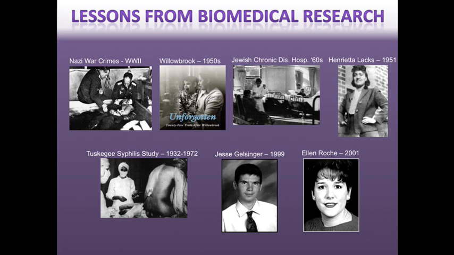The Willowbrook study is also an interesting study to think about. Willowbrook was an institution for mentally disabled children, and the researchers in that study were interested in hepatitis. And in the process of the research, they learned that there were two types of hepatitis, hepatitis A and hepatitis B. They also learned about the possibility of vaccination. But the way that they did this was in part by deliberately infecting these children with hepatitis.